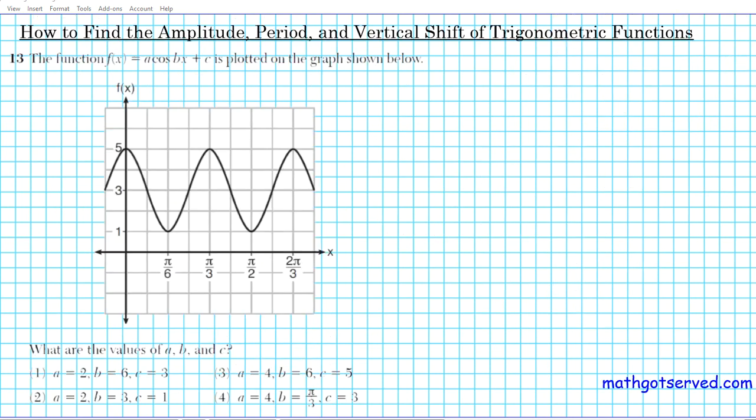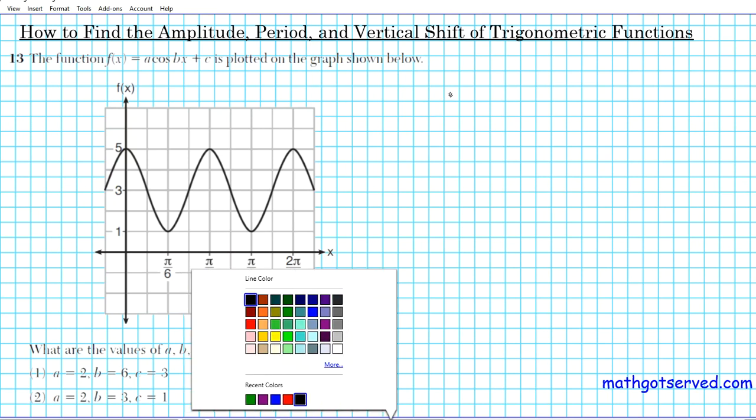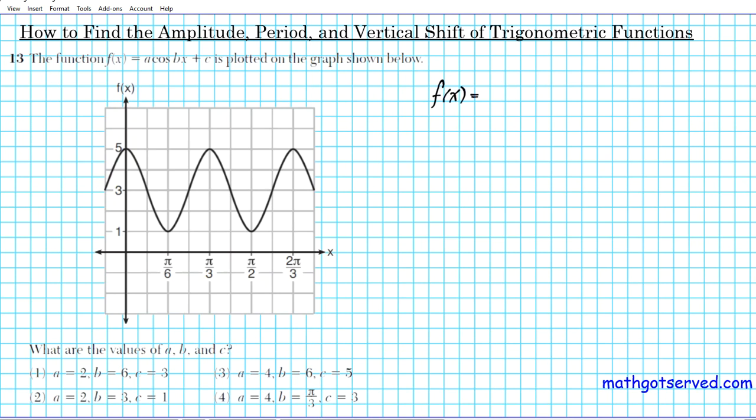All right, let's take a look at question 13. In question 13, we are going to use the graph of a trigonometric function to find the amplitude, period, and vertical shift with the given information. Okay? Question 13 reads, the function f of x equals a cosine bx plus c is plotted on the graph below. So we have the graph there. So the question is, what are the values of a, b, and c? All right, so we're given the function f of x is equal to a cosine bx plus c.